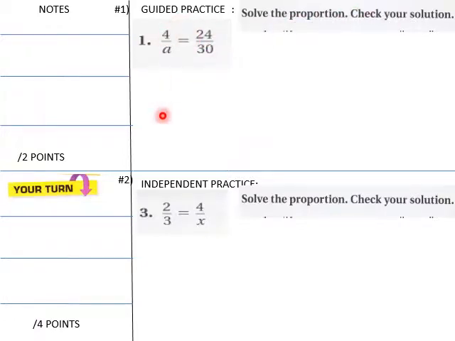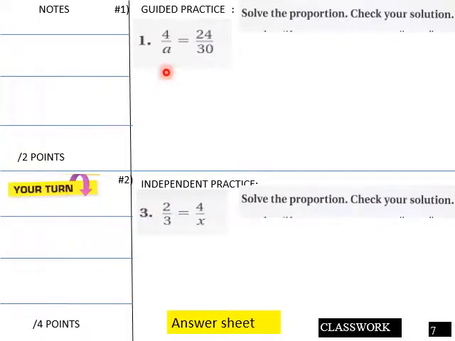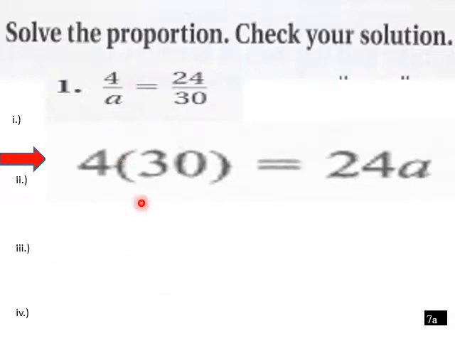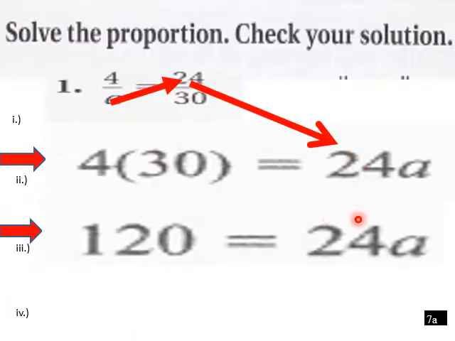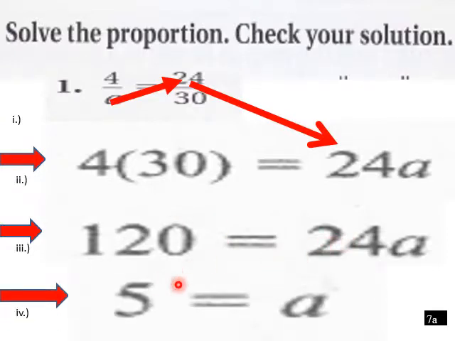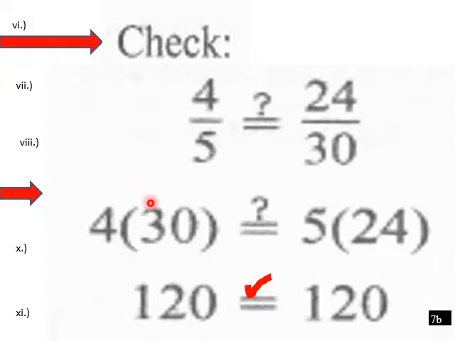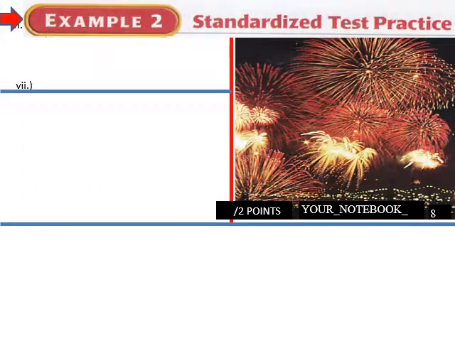Practice: solve the proportion and check your solution. Students, this is you here. Meanwhile, we're going to do that. Here's our original: 4 times 30 equals a times 24. Then we solve for a. 120 equals 24a. We divide through by 24, and a equals 5 for this proportion. Check, we stick it back in, and it checks out. 4 times 30 equals 5 times 24.